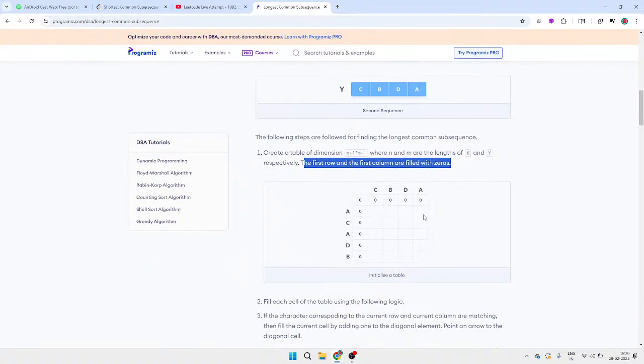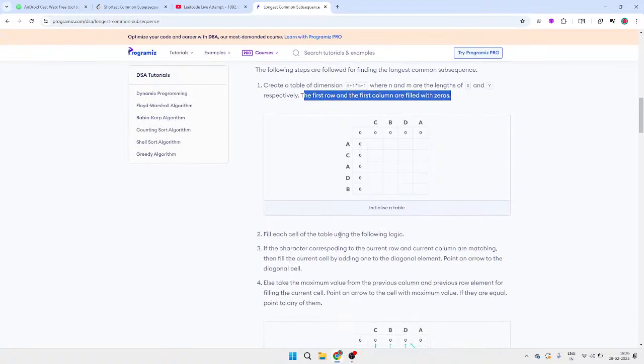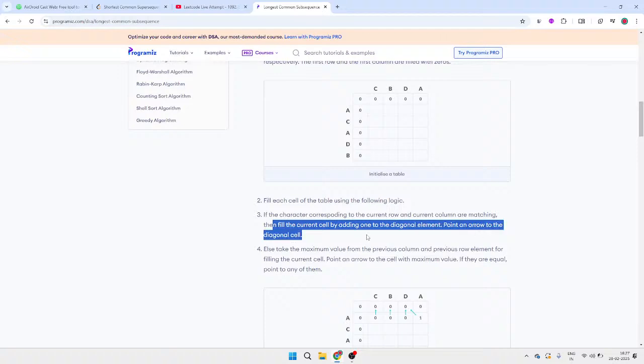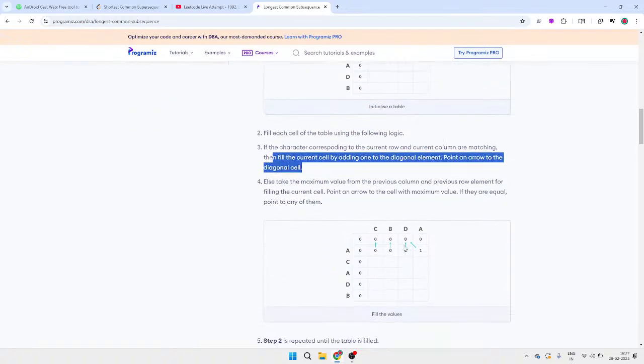Yeah, basically they're doing one-based indexing, I guess. Fill each cell with the following logic. If the characters corresponding to the current row and current column are matching, then fill the current cell by adding 1 to the diagonal element. This is some hack they have prepared. So let's say this character matches.